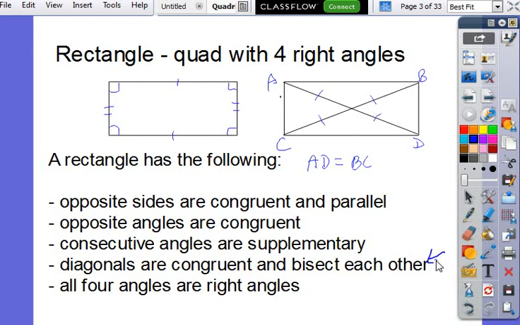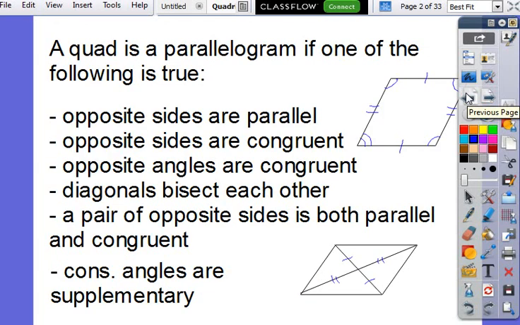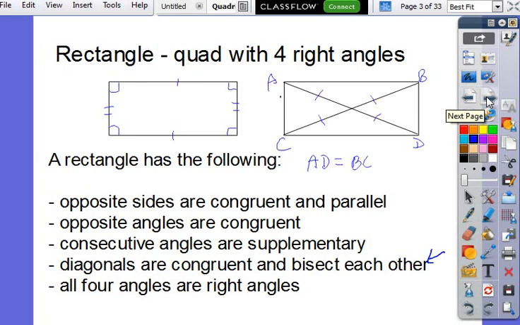The diagonals are congruent and bisect each other. What did it say on parallelograms for the diagonals? Bisect each other. What does it say on a rectangle? Congruent. They are congruent and bisect each other. Which means all 4 of these things in here are going to wind up being the same on a rectangle. And then of course we've got the 4 right angles.